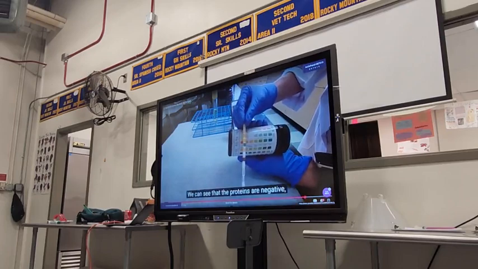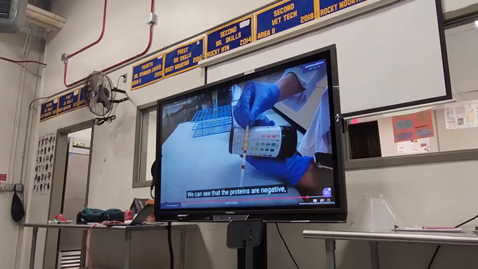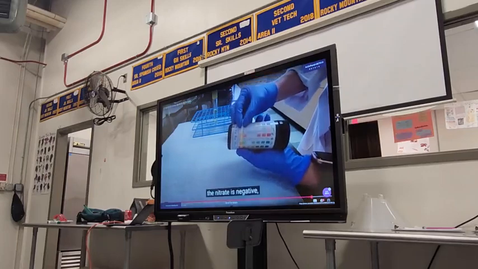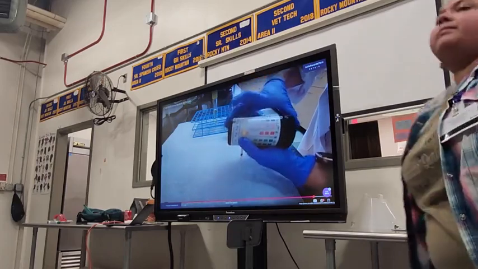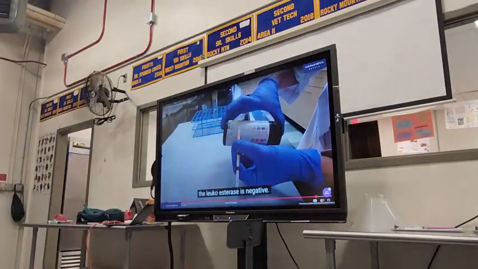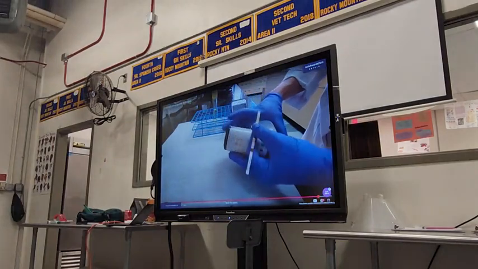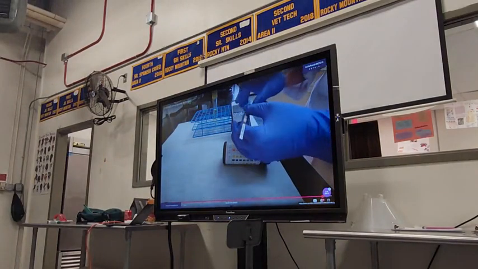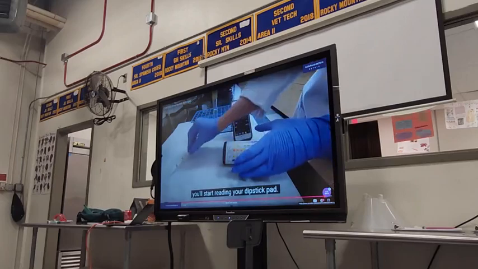We can see that the proteins are negative. The urobilinogen is negative. Yes, sorry. The nitrate is negative. And then last but not least, the leukoesterase is negative. So you'll just go through and using this as a guide, I'll walk them. You'll start reading your dipstick pad.